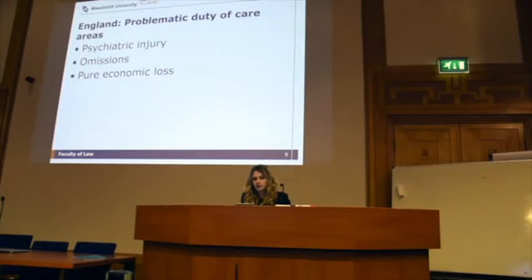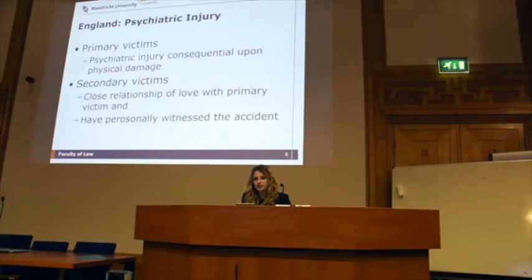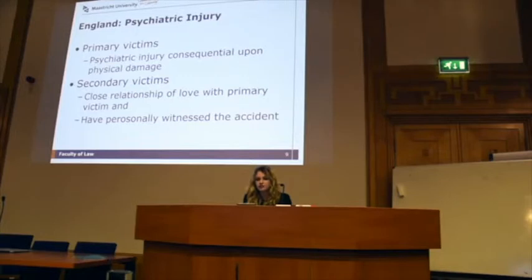A duty of care in negligence is generally not problematic if a person actively causes another person death, personal injury, or property loss. However, the duty of care is problematic in liability areas such as psychiatric injury, pure economic loss, and omissions. A duty of care to prevent psychiatric injury is not problematic if the victim has also suffered physical harm. Secondary victims will have to prove that they have a close tie of love with the primary victim and have personally witnessed the accident or its immediate aftermath.